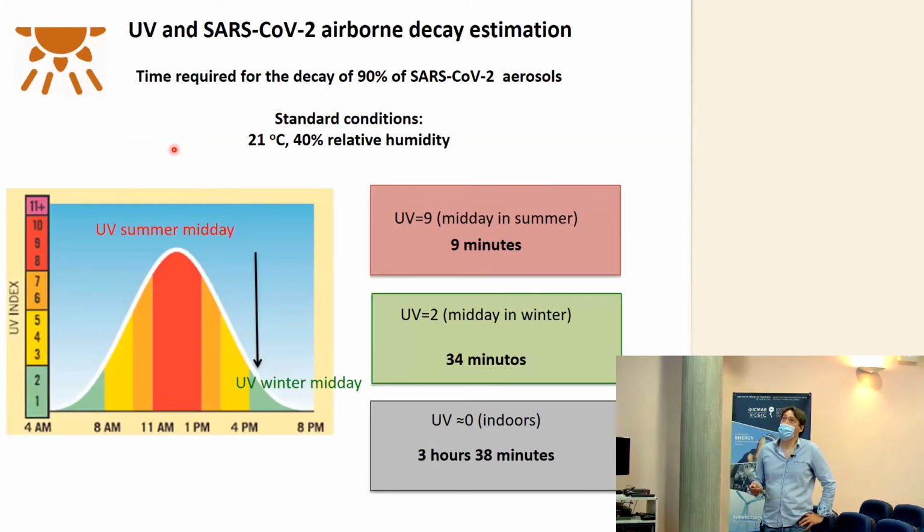So the first thing is UV light. Okay, if we measure the time required for the decay of 90% of the virus aerosol in a standard condition, 21 degrees Celsius, 40% of relative humidity, depending on whether you are at midday in summer, for example, midday in winter, or indoors, as you can see, the time of decay is really, really different. In summer, it decays really fast, 9 minutes, while indoors, it can take more than 4 hours for this to decay. So taking into account this time, it is much better to ventilate than expect the virus to decay, of course.